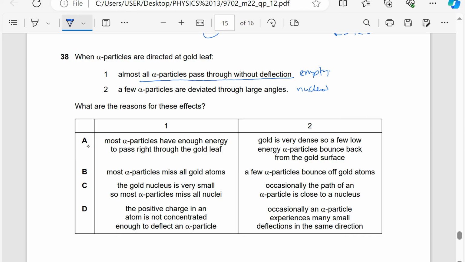Most alpha particles have enough energy. That is, it should be empty space. Most alpha particles miss all gold atoms. An atom should be mostly empty space. The gold nucleus is very small, so most alpha particles miss all nuclei. I think that makes sense. 2. Occasionally the path of an alpha particle is close to the nucleus. That's when we have a deflection for a few alpha particles, which come close to the nucleus and are deflected through large angles. So the answer is going to be C.